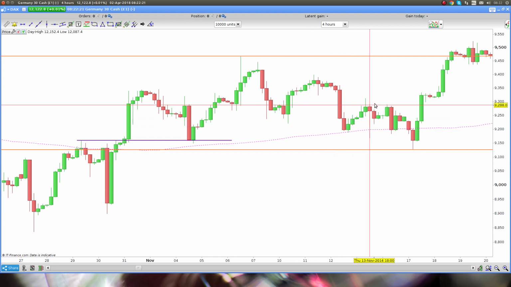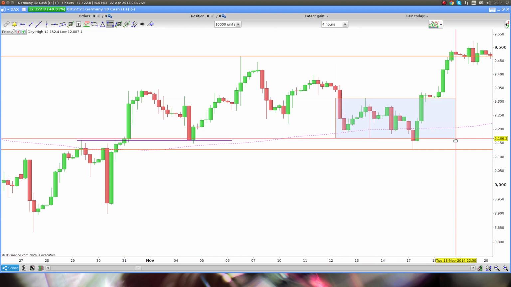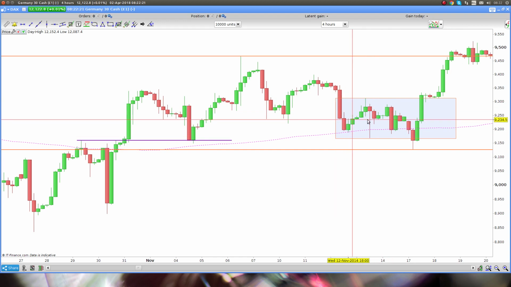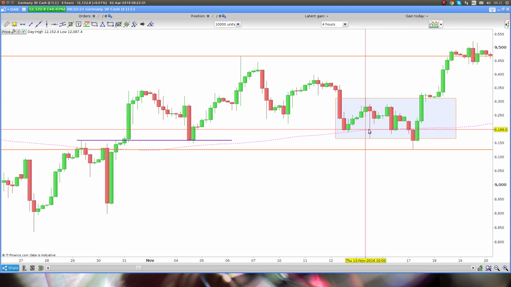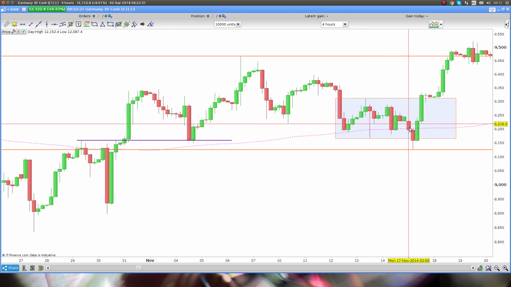Even when you have a small pattern like this, you see our price has gone sideways here, and it's using the 200 EMA as support, and it just keeps bouncing off it.